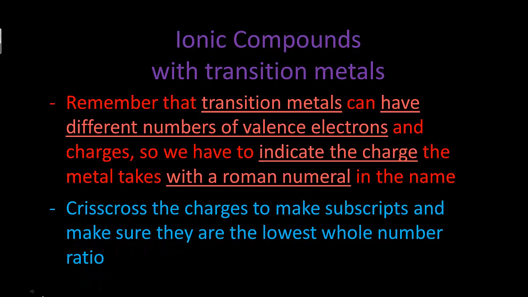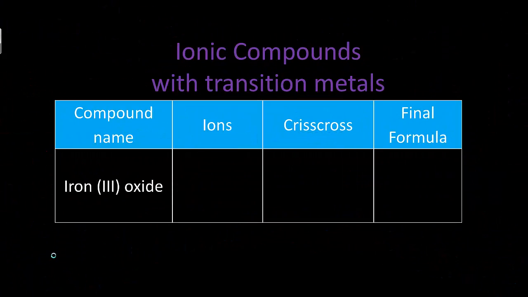Second, after that, you crisscross the charges to make the subscripts, and then you make sure they're at their lowest whole number ratio. Okay, now let's have an example. Iron(III) oxide.